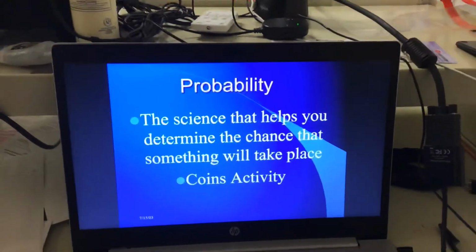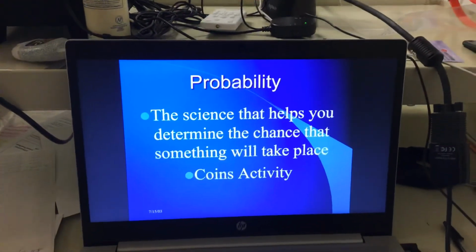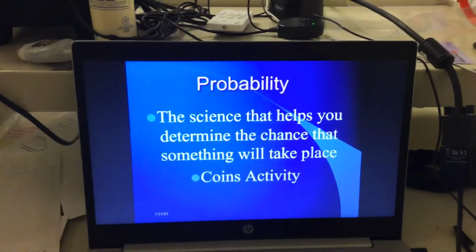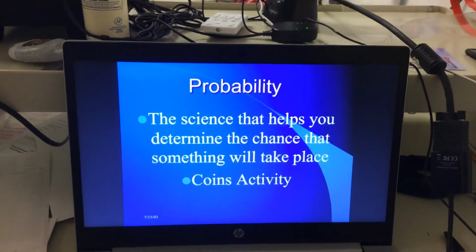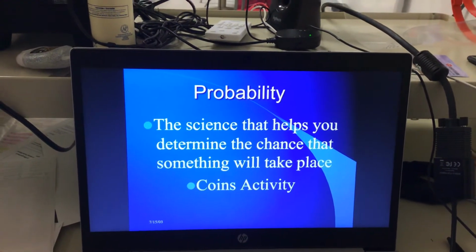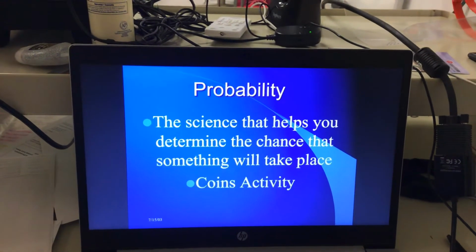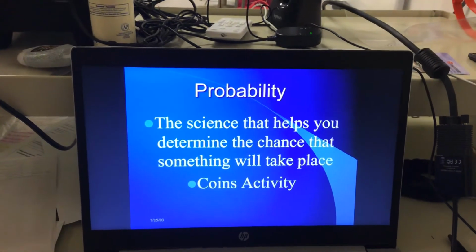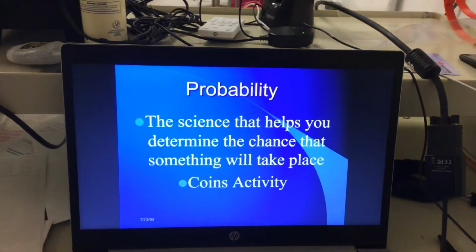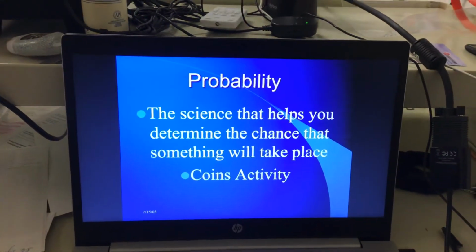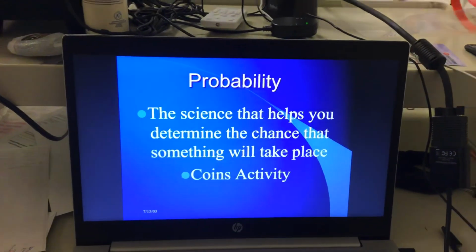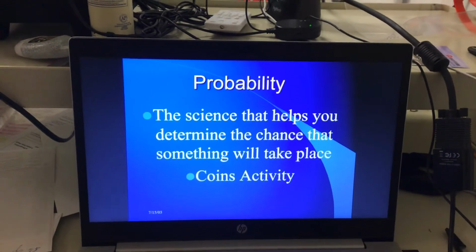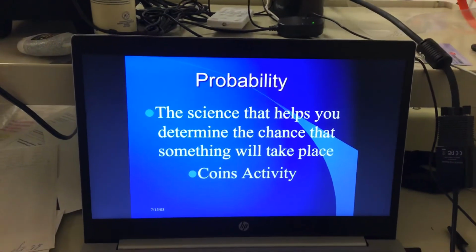I do want you to write down the word probability and the bullet there. Probability, the science that helps you determine the chance that something will take place. Gregor Mendel wanted to figure out the probability of the different traits happening in his pea plants. He wanted to be able to predict it.